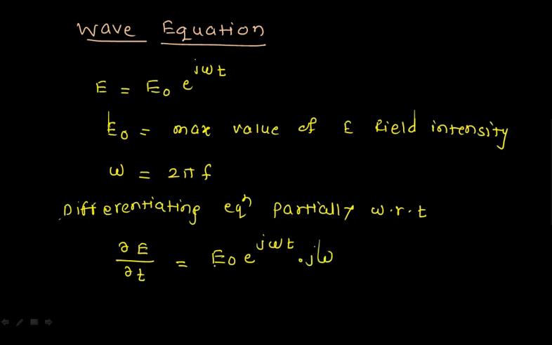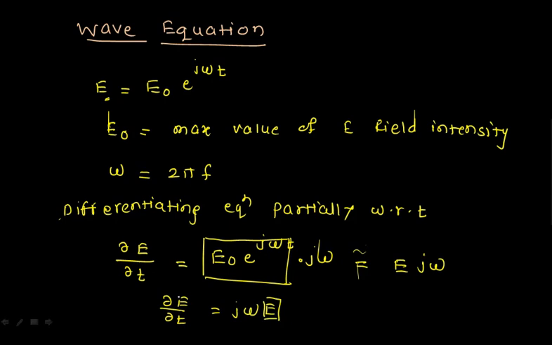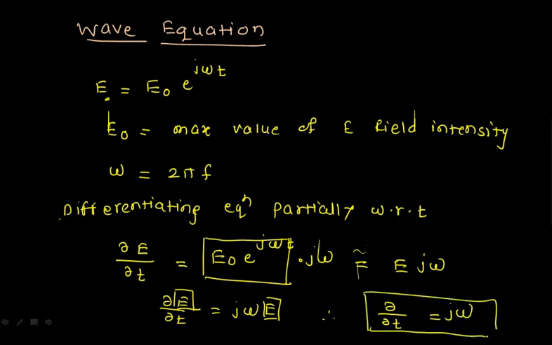Now if I see this complete equation, this gives me the value of E. So I can write that this equation is nothing but E j omega. Now this E and this E are both the same and they are constant. So here I'm going to define one operator, j omega E. This E is constant, so I can define one operator: d by dt is equal to j omega. Now you remember this one because we need to use it in other equations. So we define an operator d by dt is j omega.